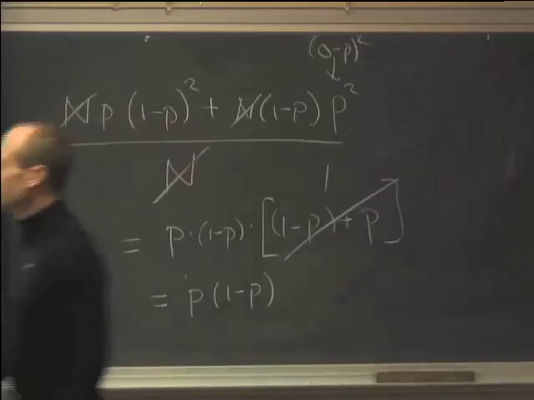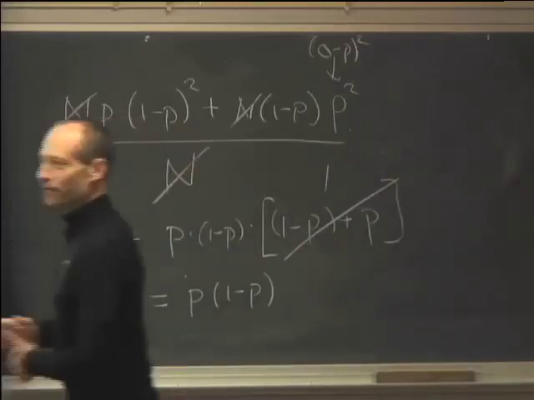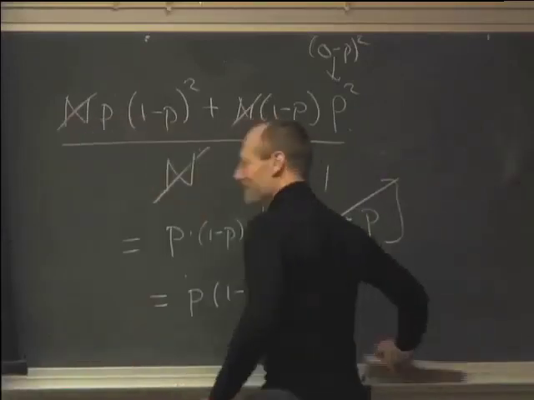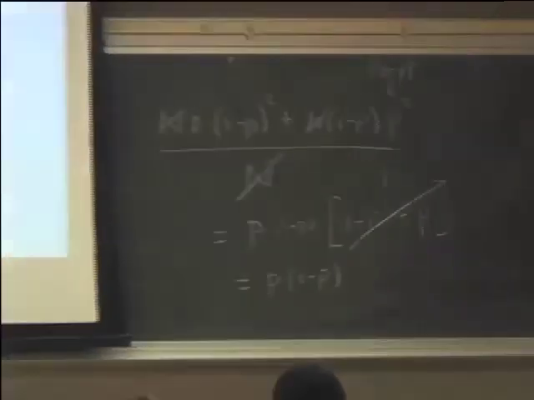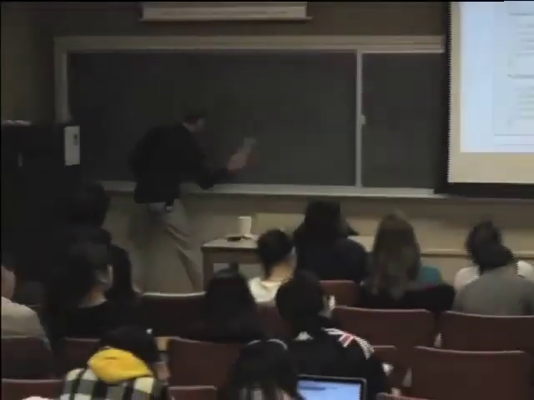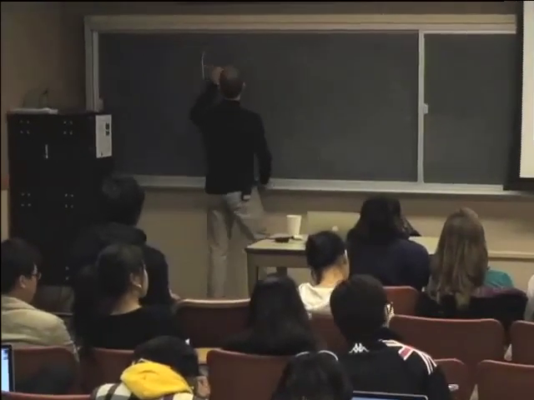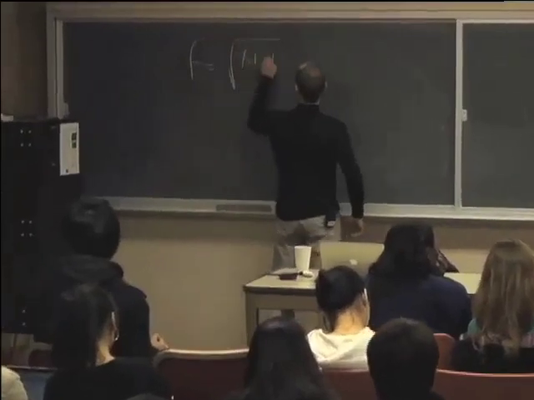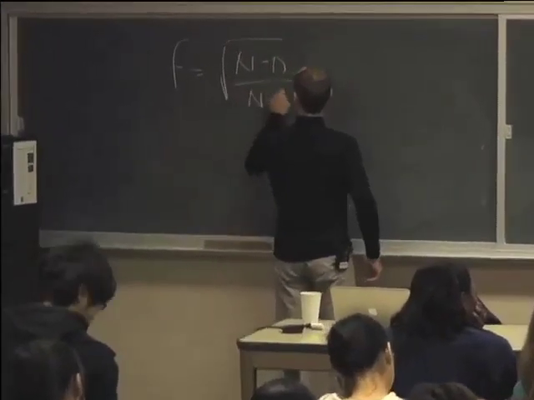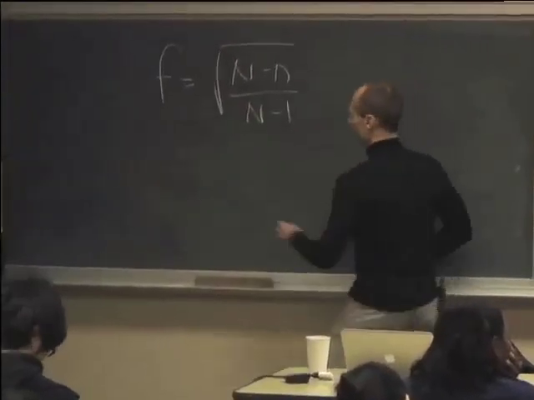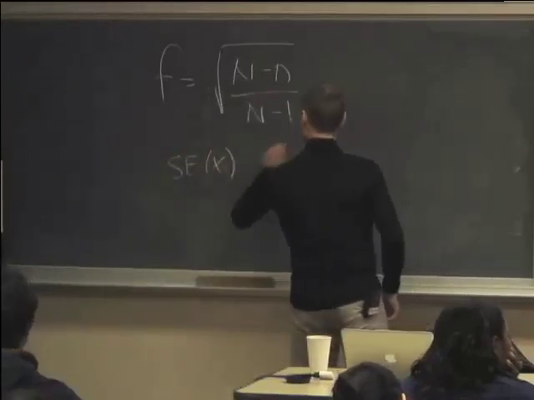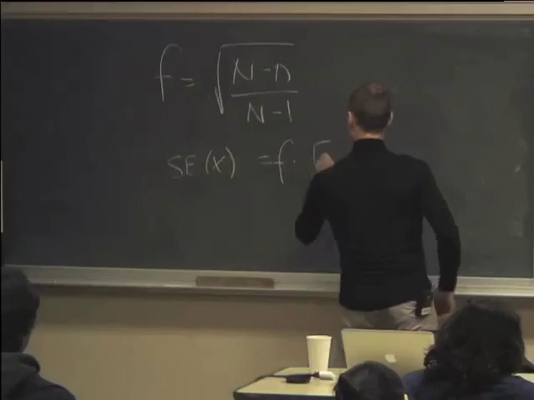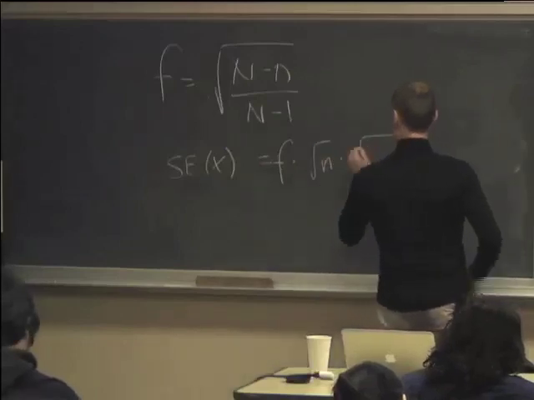Okay, so we're back to finding the standard error of the sum. And we're drawing without replacement, so that introduces the finite population correction f. f is the square root of (N minus n) over (N minus 1). And the standard error of this random variable is going to be f times the square root of n times the square root of p times (1 minus p).